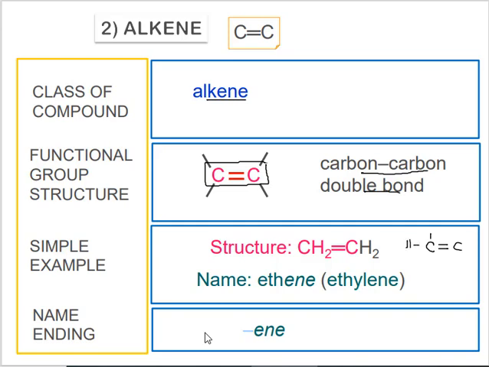CH2 double bond CH2. So this is ethene. As for alkene, the name ends with E N E. You should be able to circle the correct region. For example, when you see an alkene, the functional group, you should know it's carbon double bond. This is the region that you should highlight.